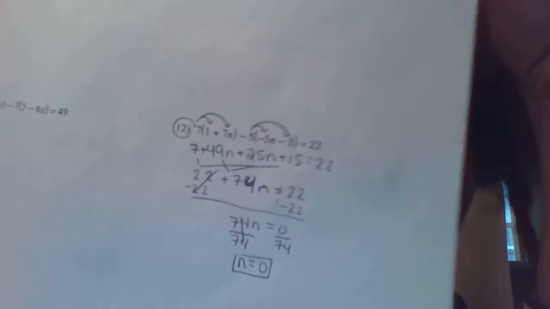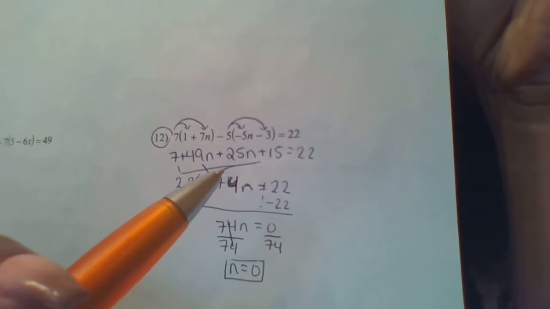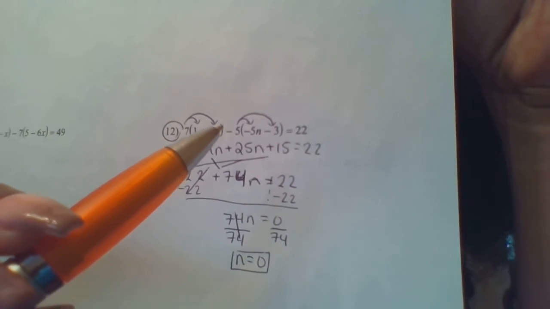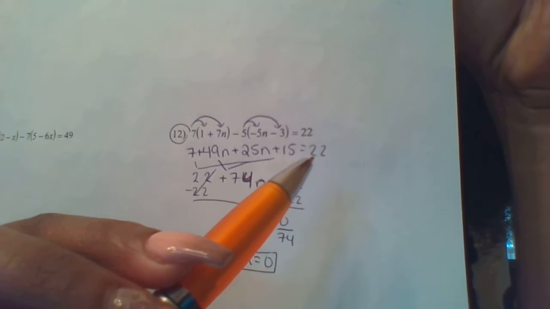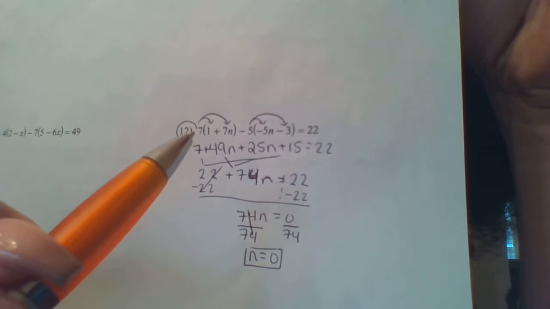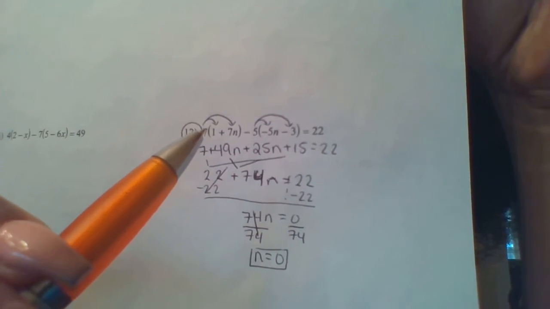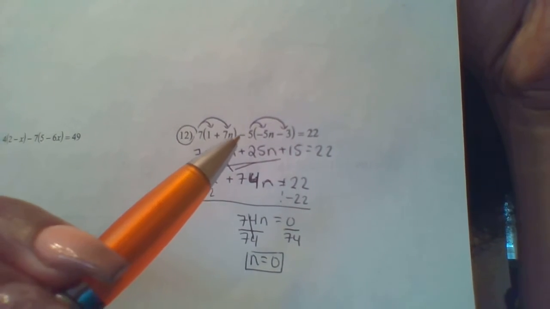The last problem on the handout that we are going to review is problem 12. So for problem 12, again, we want to simplify all of this before we start moving things across the equal sign. So on this side, there's nothing to simplify. We just brought down 22. On this side, we want to start by distributing the 7 into the parentheses. 7 times 1 is 7. 7 times 7n is 49n. So we brought both those down.